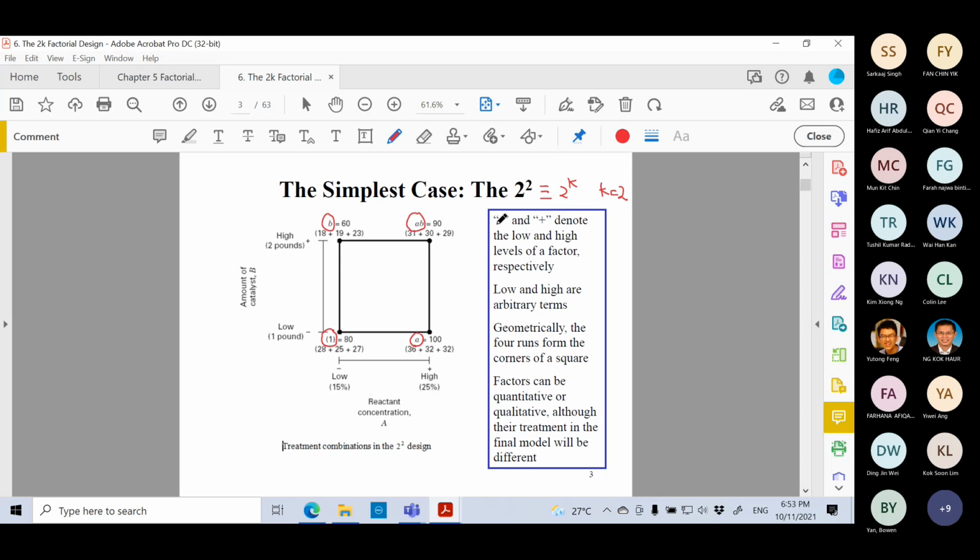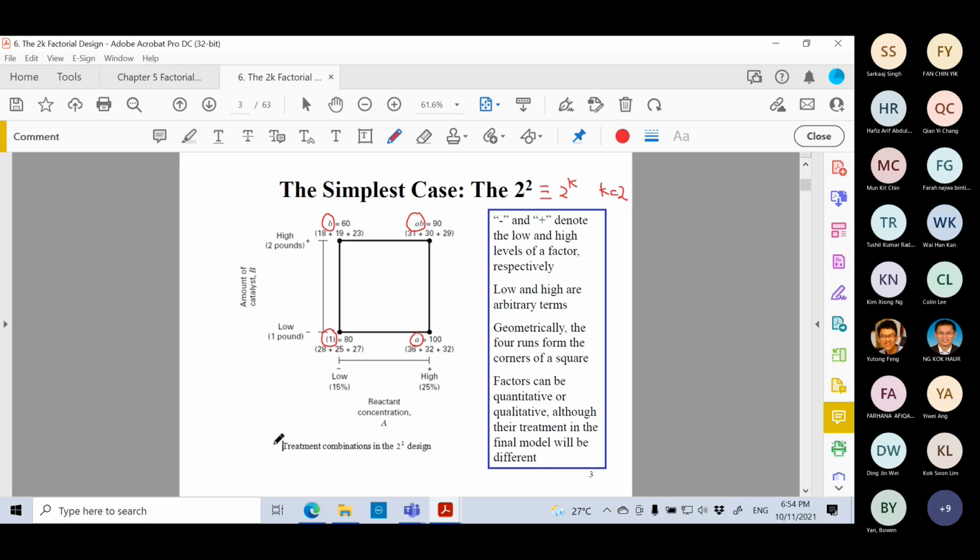Okay, so the plus and minus denote the low and high levels of the factors respectively. Low and high are arbitrary terms. You do not necessarily have to use low and high here. Geometrically, the 4 runs form the corners of a square, as you can see here. Factors can be quantitative or qualitative, although their treatment in the final model will be different.